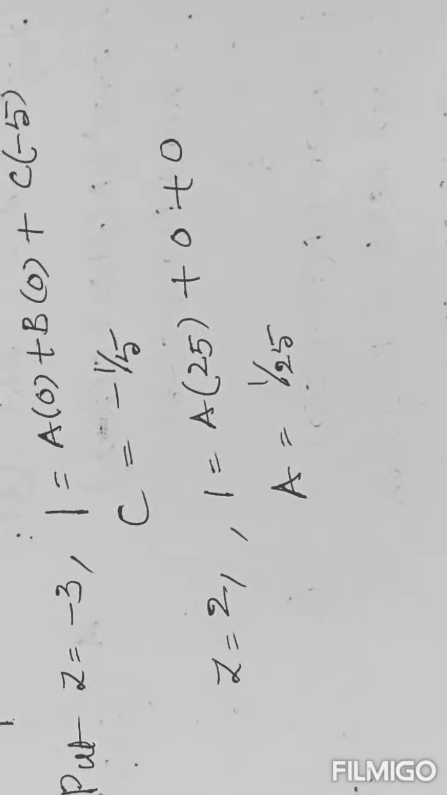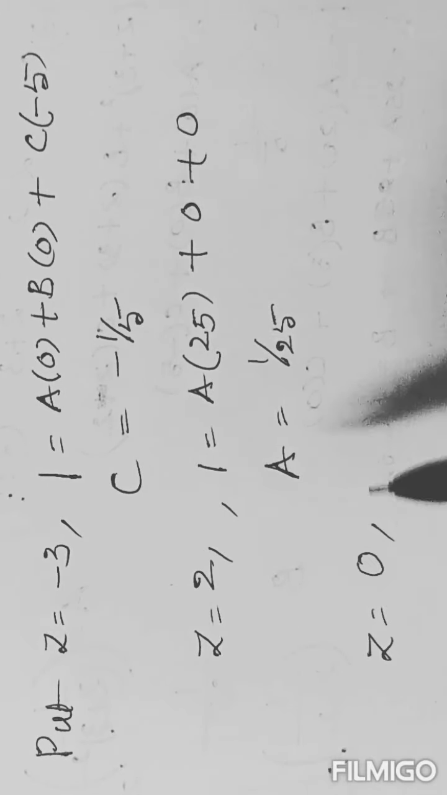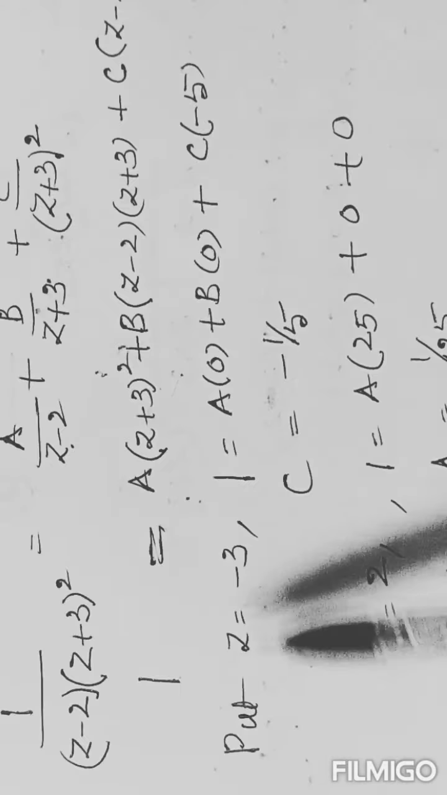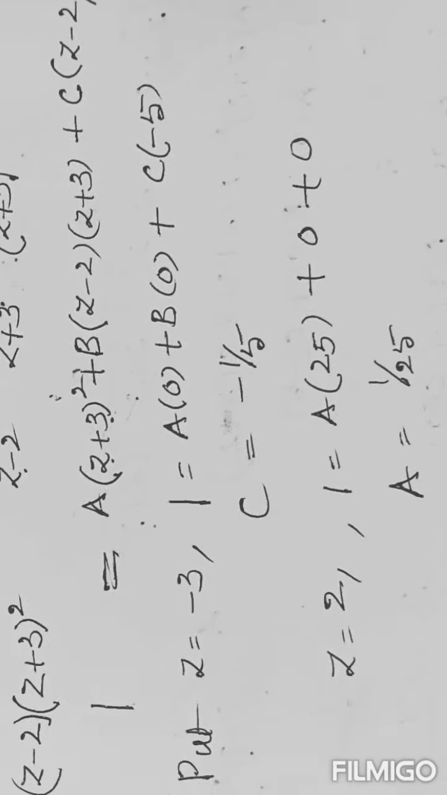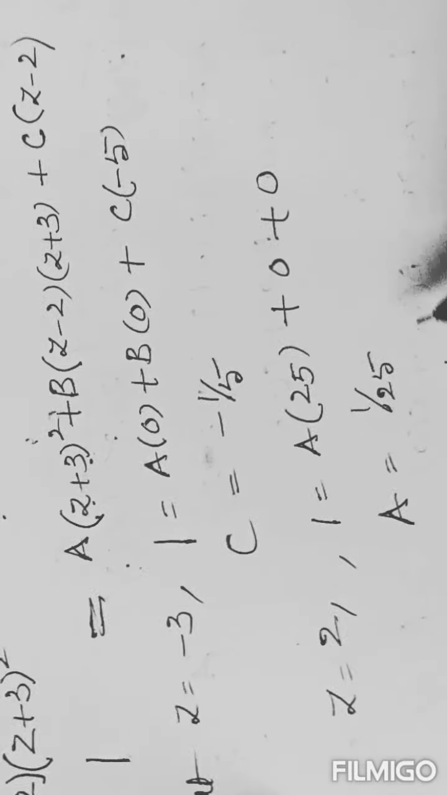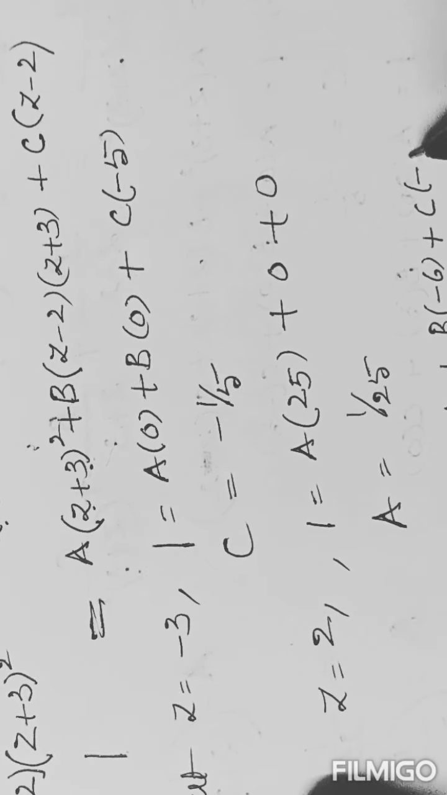After that, put z equal to a small number, 0, on both sides of the above equation. The left side is 1. Here z equal to 0, so it is equal to 9A. Here B into minus 2 plus 3 equals minus 6. Here C into minus 2.